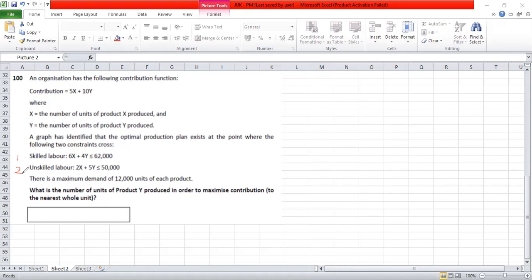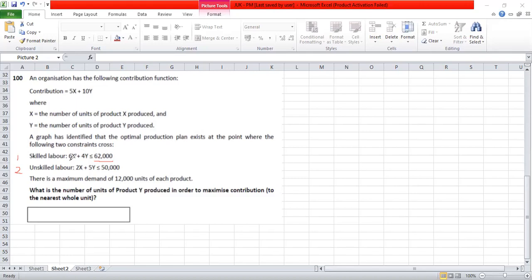So constraints are given, skilled labor. The equation is given. Let's try to understand what this equation means. Two products are there, X and Y. X uses skilled labor. The total availability is 62,000. Skilled labor total number of hours available are 62,000. So the requirement of hours by X and Y, each unit of X requires 6 hours, each unit of Y requires 4 hours. So that's how the equation is framed.